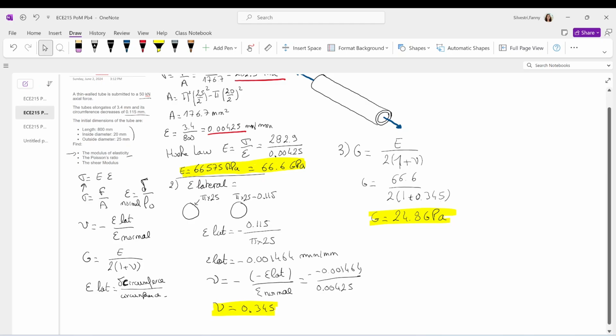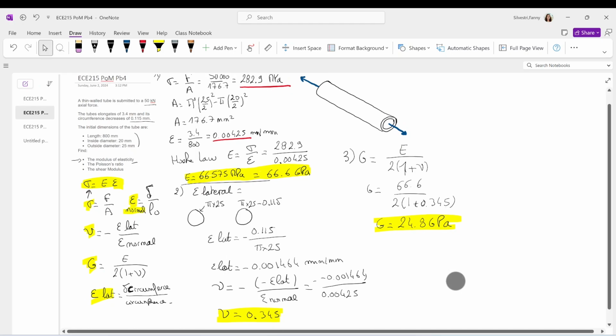So write all your formulas. We have sigma equals E epsilon. We know the formula for sigma. We know the formula for epsilon. We know the formula for the Poisson ratio and the formula between the shear modulus, the Young modulus and the Poisson ratio. That was the epsilon normal, and that was the epsilon lateral. Always the little change divided by the original length or circumference or dimension. Hope everything makes sense. Bye bye.